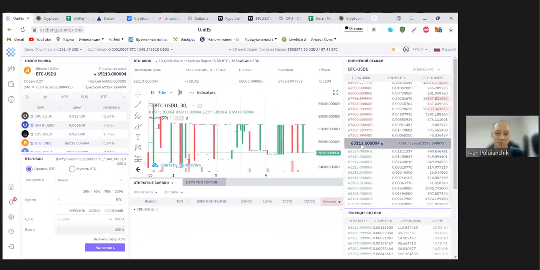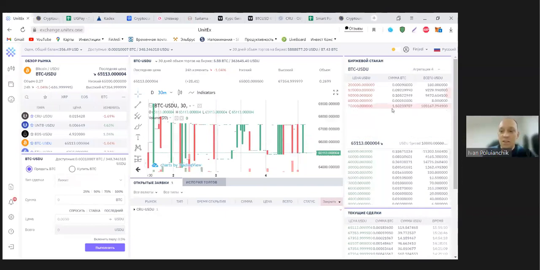And what is profitable to do right now? You go and buy Bitcoin on Binance at 61,000, you move it to Unitex and you can sell it at 65. Well, you can make a couple of percent just from doing this transaction. And this is valid for many exchanges. Why does it happen? Because the transaction volume on our exchange is not that big. We do not have enough liquidity for it.